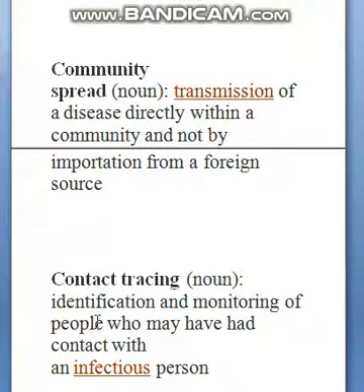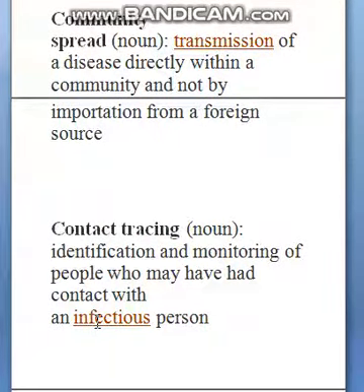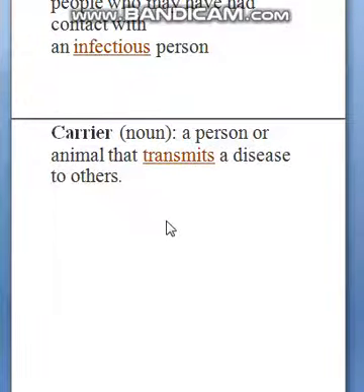Next, contact tracing. So this is identification and monitoring of people who may have had contact with an infectious person. Carrier, a person or animal that transmits a disease to others, whether suffering from it themselves or not. So people who are asymptomatic can still be carriers.